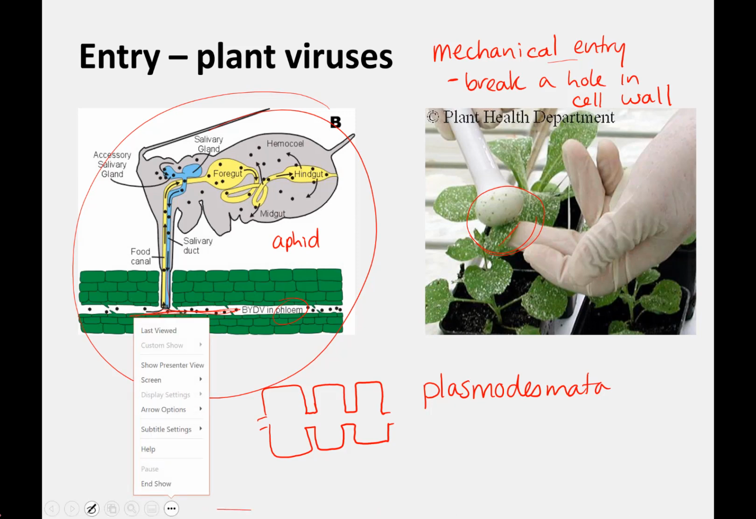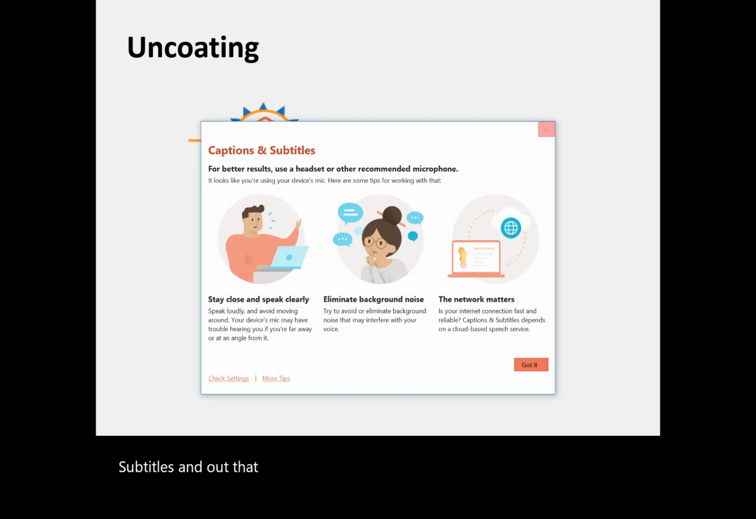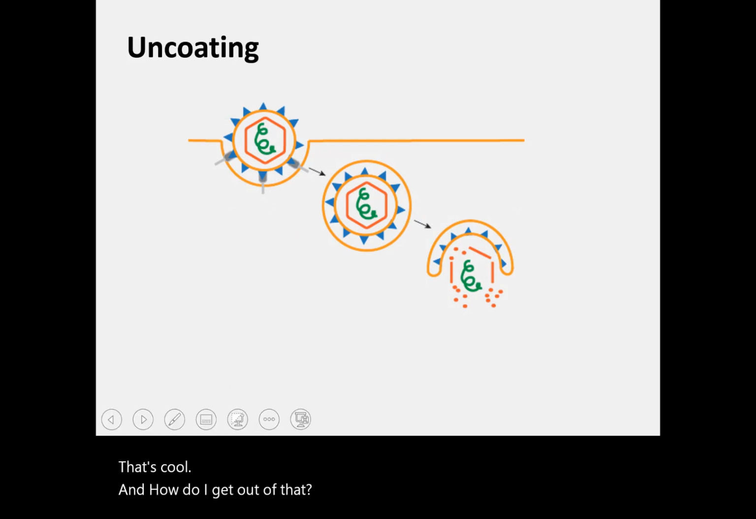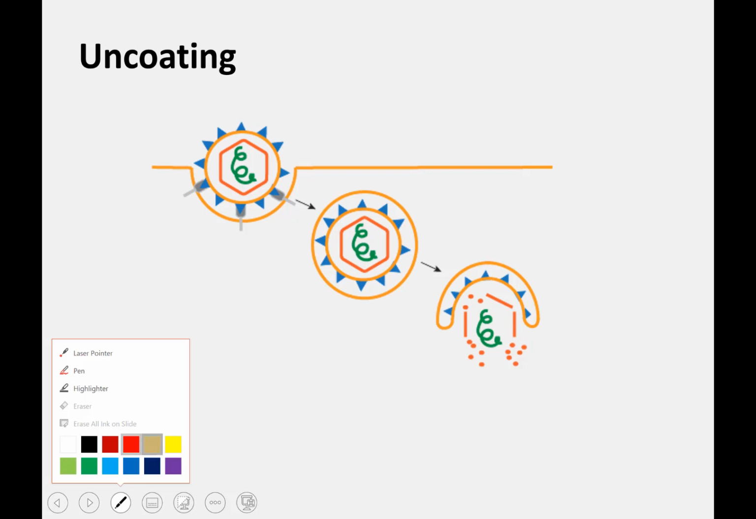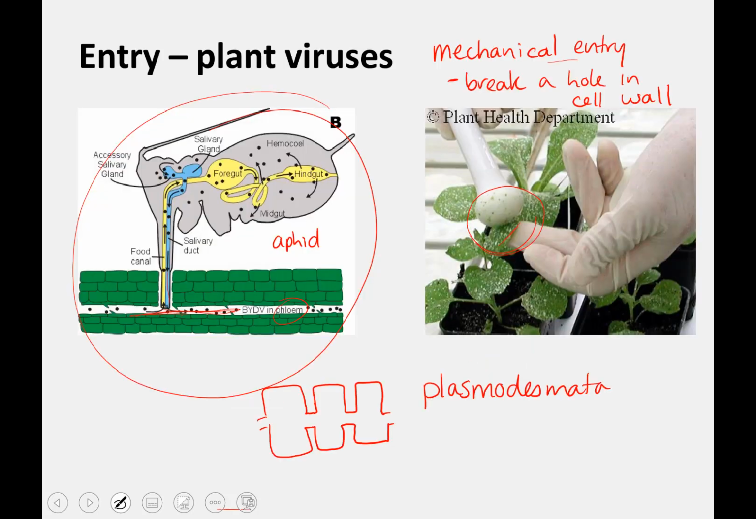Oops. Oh, it's starting with subtitles. No, that's not what I meant to do. That's cool. How do I get out of that? What the heck? Okay. All I was trying to do was make a color and say that this was the cell wall.